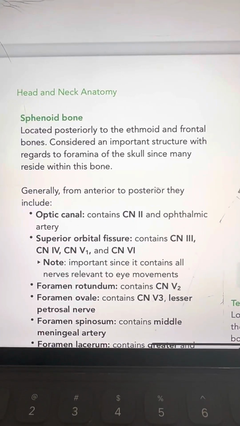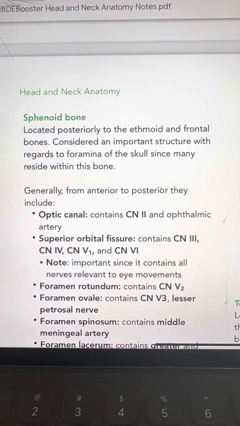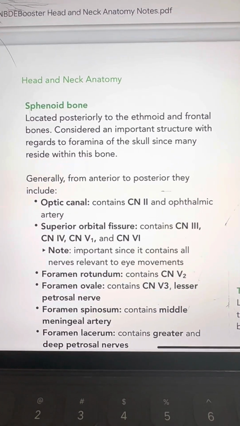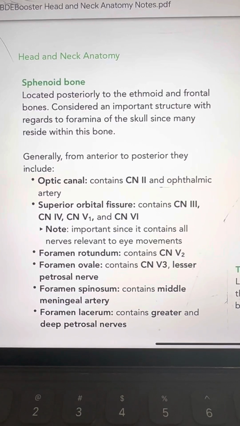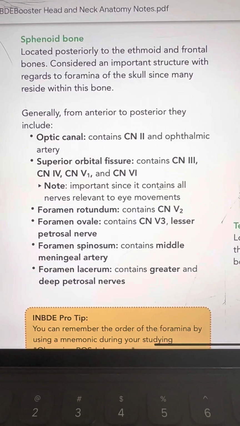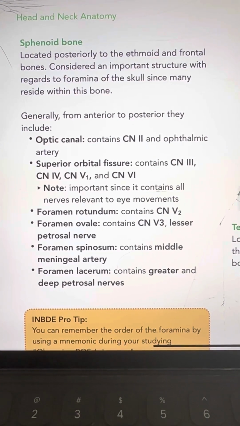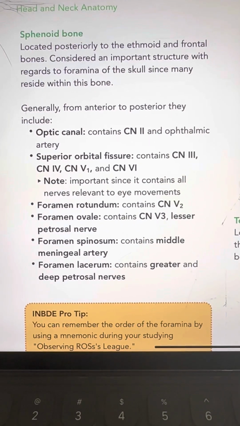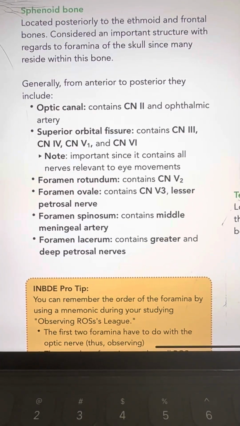Sphenoid bone, located posteriorly to the ethmoid and frontal bones, is considered an important structure with regard to foramina of the skull, since many reside within this bone. Generally, from anterior to posterior, they include: optic canal, contains CN2 and ophthalmic artery. Superior orbital fissure contains CN3, CN4, CN5-1 and CN6. Note: important since it contains all nerves relevant to eye movements.